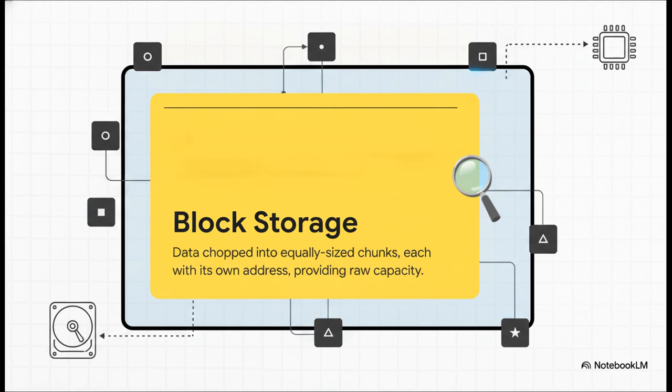Just picture a blank, brand new hard drive you just plugged into your laptop. You have to partition it, right? You lay a file system over it, and only then does it actually understand what a file even is. Block storage in the cloud works the exact same way. It is just raw capacity. Your operating system has to do all the heavy lifting to add that file system abstraction.